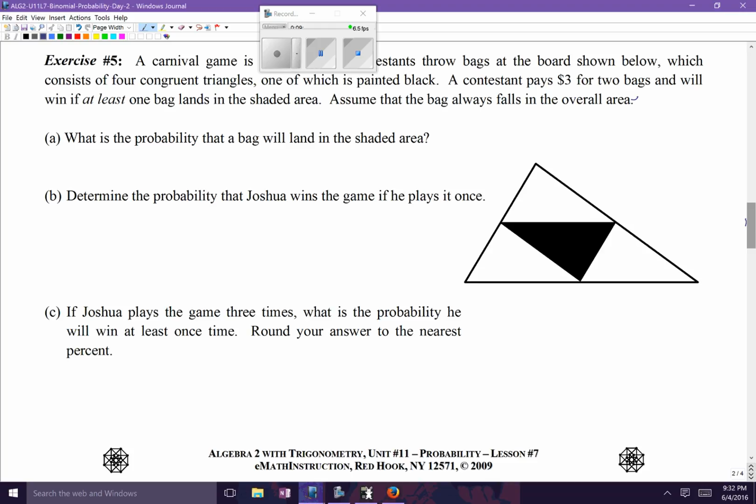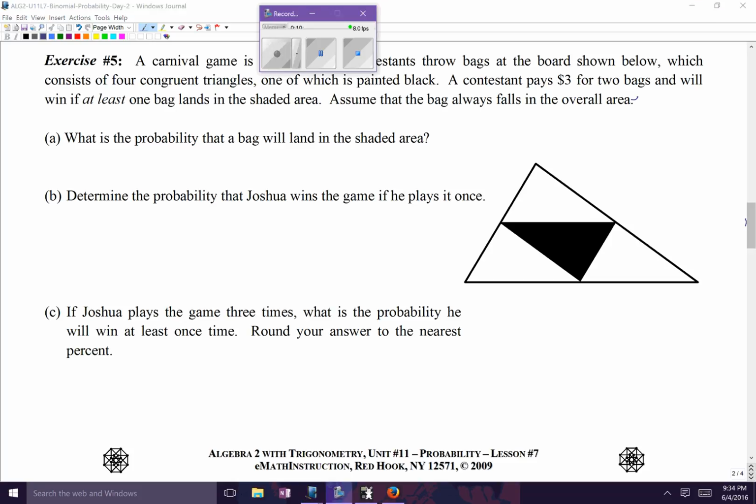A carnival game is created where contestants throw bags at the board shown below, which consists of 4 congruent triangles, one of which is painted black. A contestant pays $3 for 2 bags and will win if at least 1 bag lands in the shaded area. Assume that the bag always falls in the overall area.